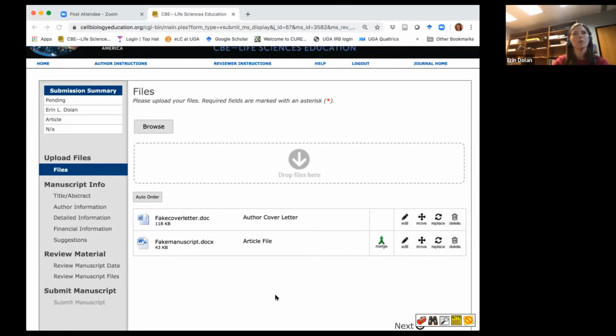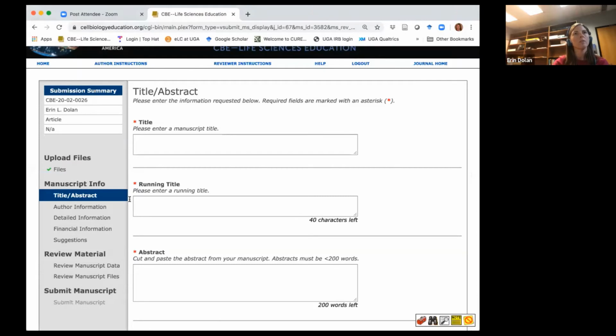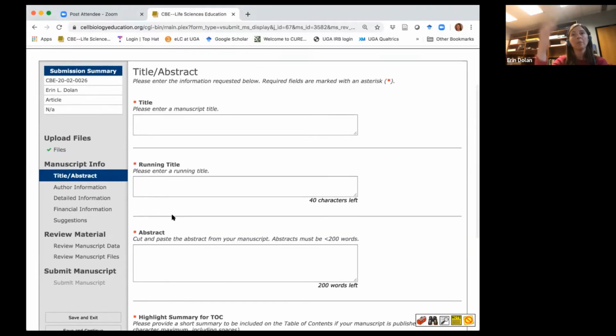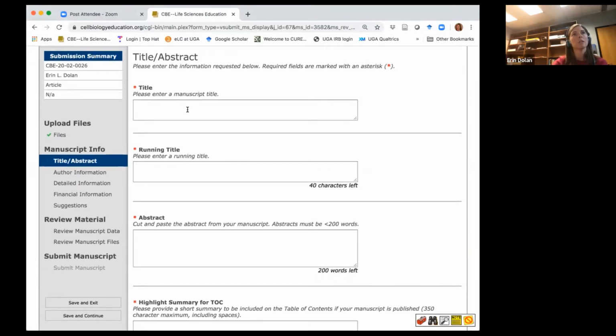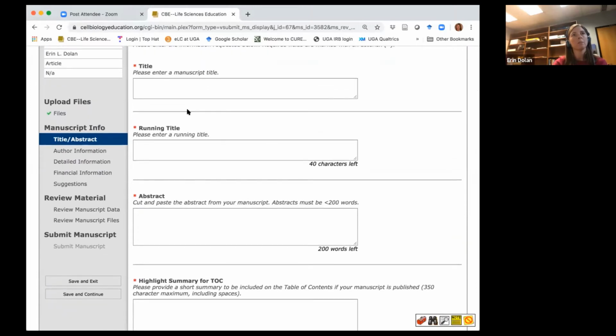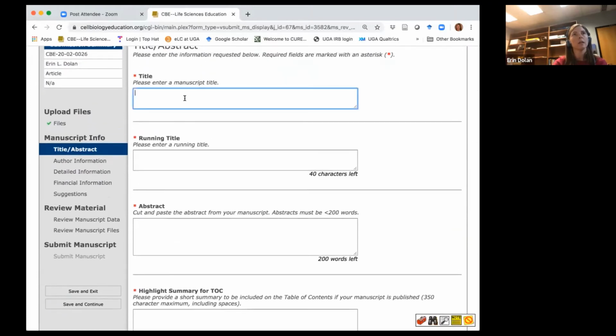Okay, so I've got my two files there. Now I'm going to just walk my way through this menu. Go to the title, and this is where you basically copy and paste parts of your manuscript into the corresponding pieces of the entry. So I can enter my awesome manuscript title here. Then my running title here, and you'll have to excuse the typos. I'm going to have my abstract here.